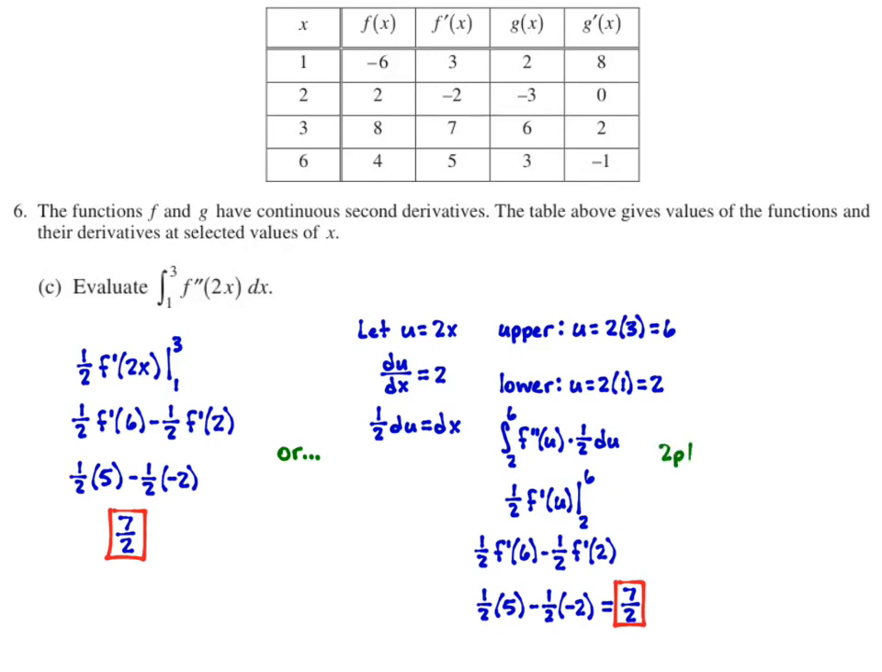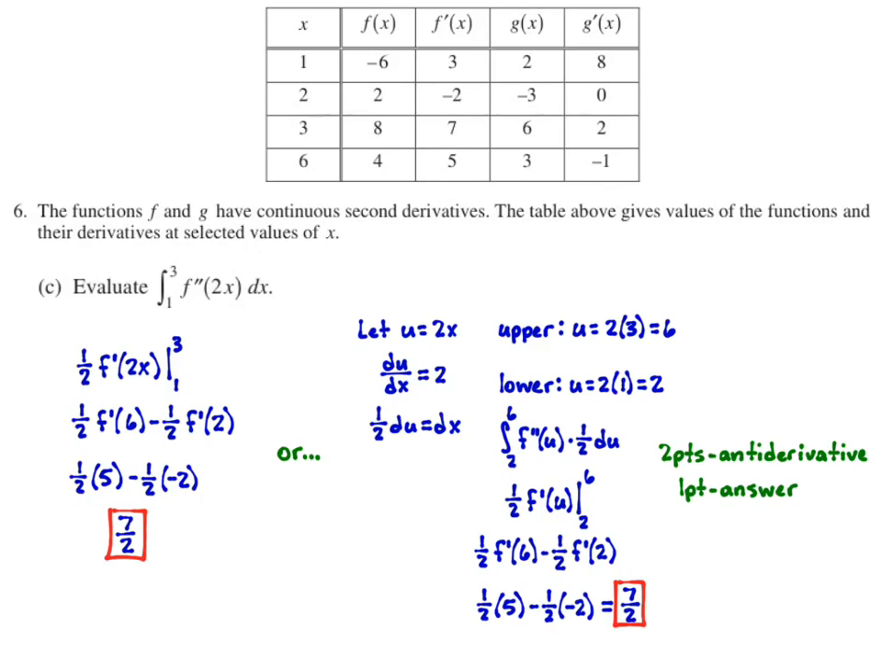As far as points go on this, you're going to get 2 points for your antiderivative and then 1 point for your answer. So 2 points for having the correct antiderivative, so either having 1/2 f prime of 2x from 1 to 3, or 1/2 f prime of u from 2 to 6, and then 1 point for your final answer from there. So that wraps up question number 6 from 2016.